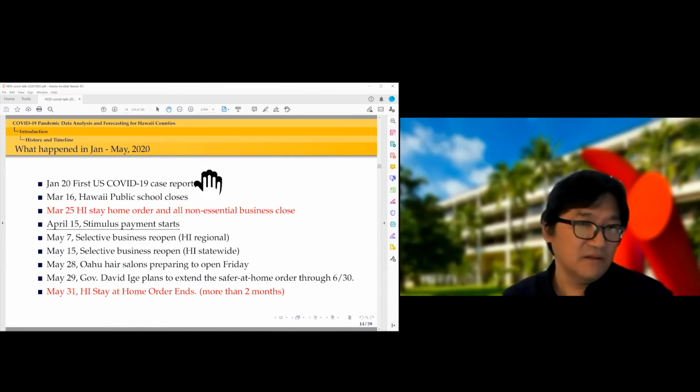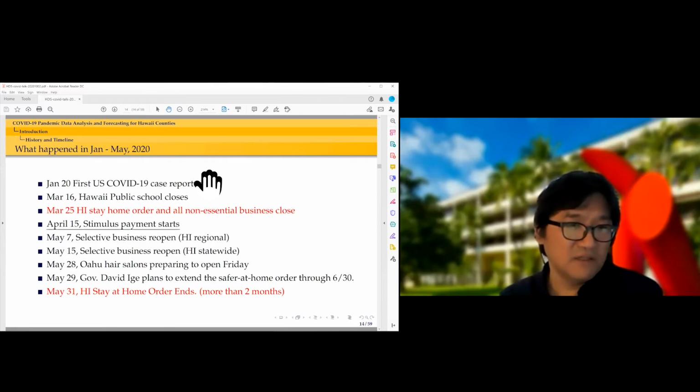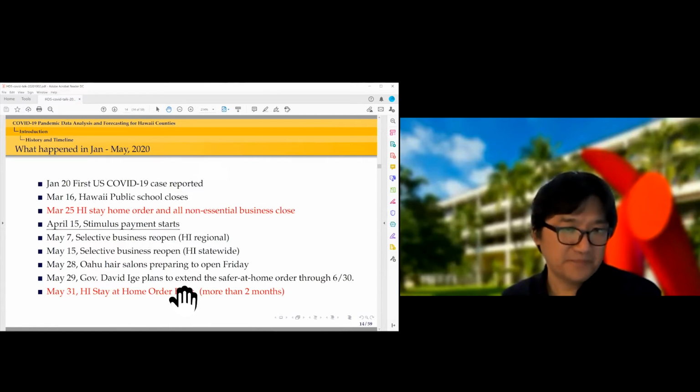And then up until mid-March, we don't have anything very specific, especially in Hawaii. It was almost nothing. And then Hawaii public schools closed, and on March 25th the Hawaii stay-home order started. And then that one ended on May 31st. So for April and May, a little more than 2 months, we had this stay-home order.